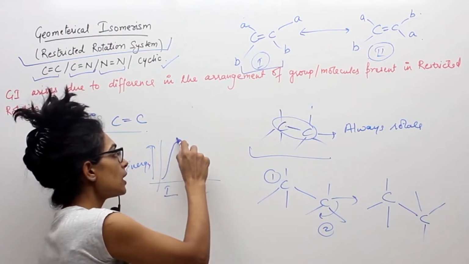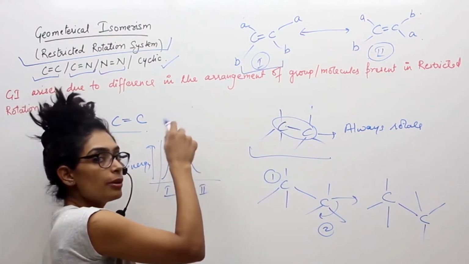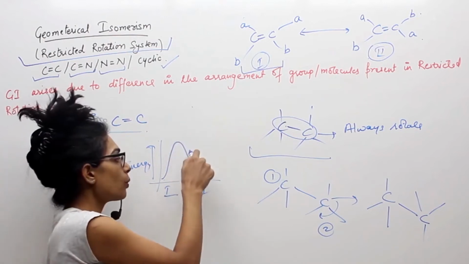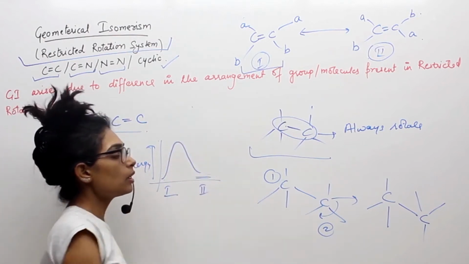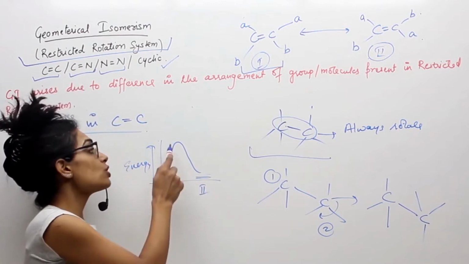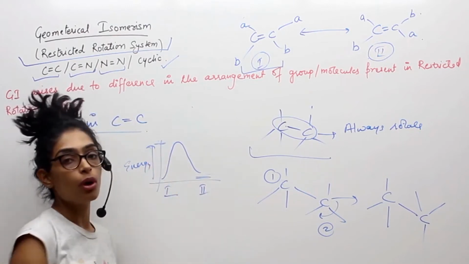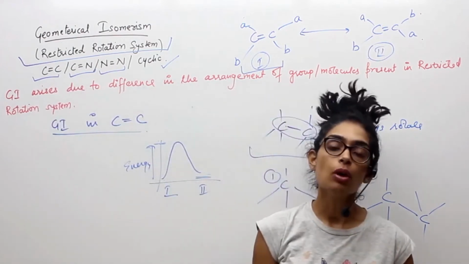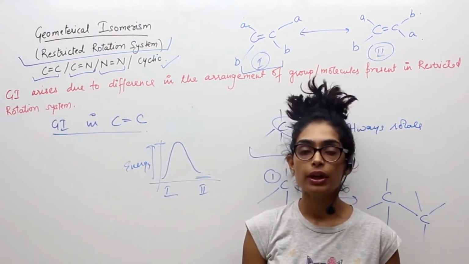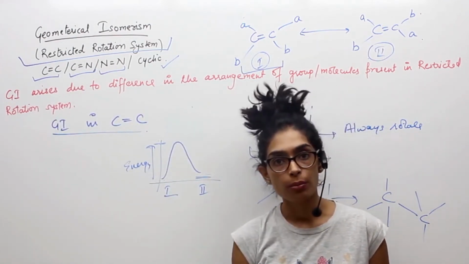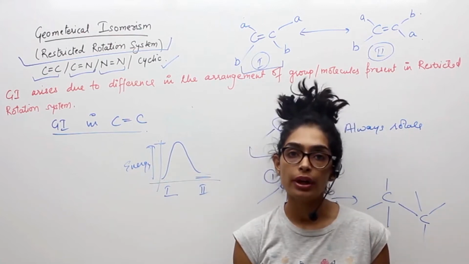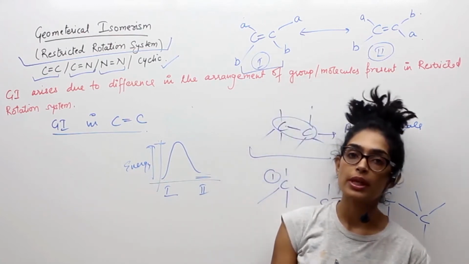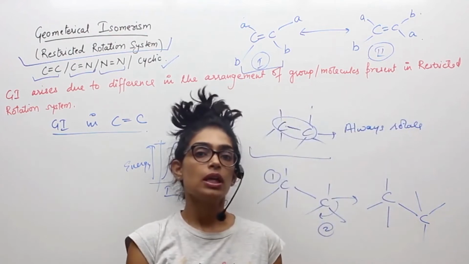Energy increases, reaches a certain level, there will be a change in the configuration at this point, and then slowly compound 2 will form. So this energy barrier is a good amount of energy which actually helps us in isolating the molecule. That means it can be a difference in the boiling point, a difference in the melting point, or a difference in any of the temperature based properties which will help us in creating the difference.